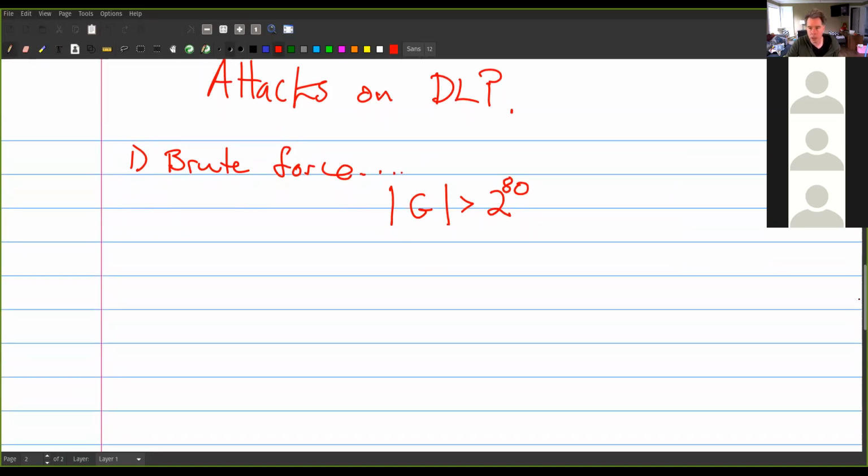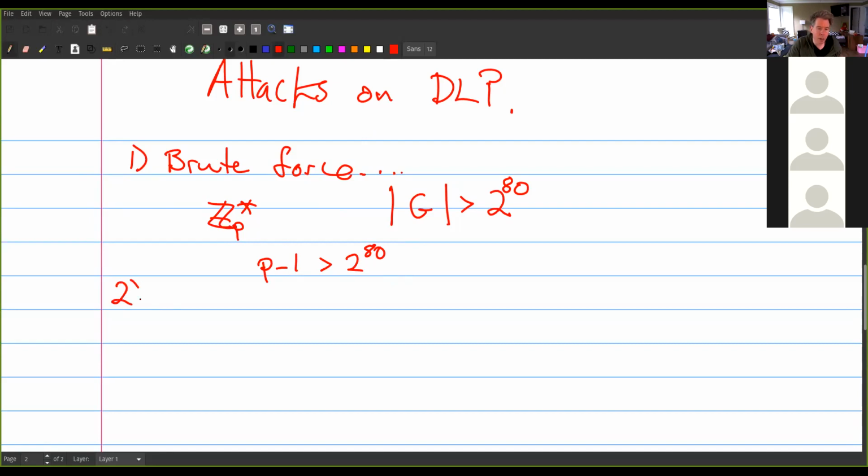We'll see that we're actually going to work with groups that are much, much bigger than that. So if you're working with Z_p star, it turns out that Z_p star needs to have a prime that's like thousands of bits. But to avoid brute force, all you would need is p minus 1 greater than 2 to the 80. That would stop brute force.